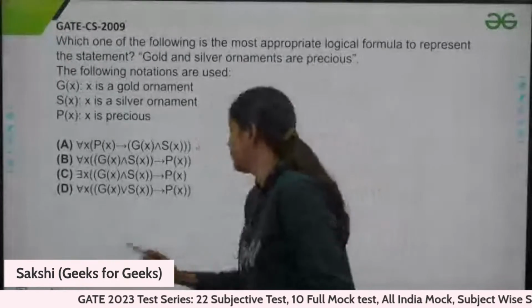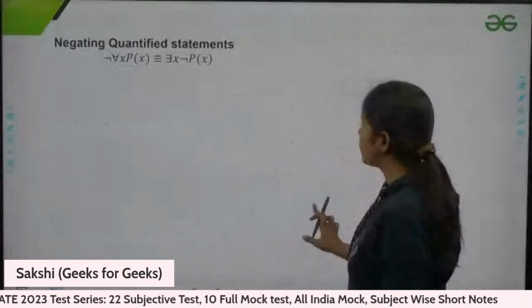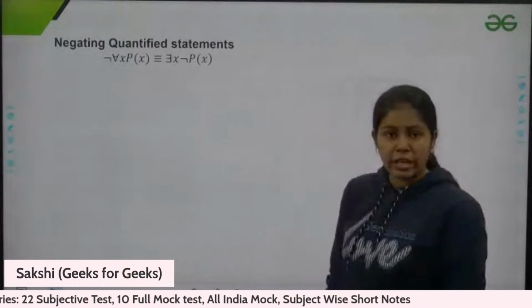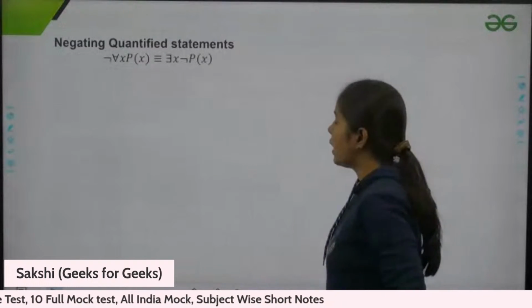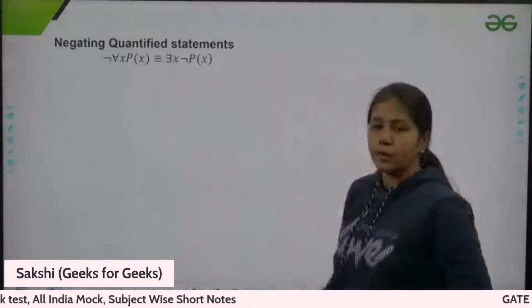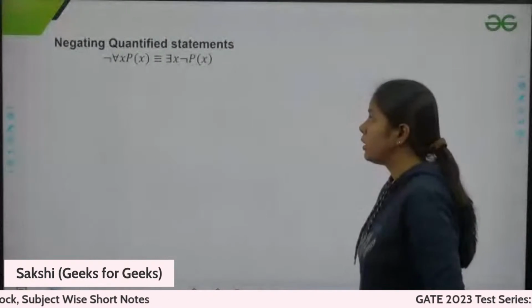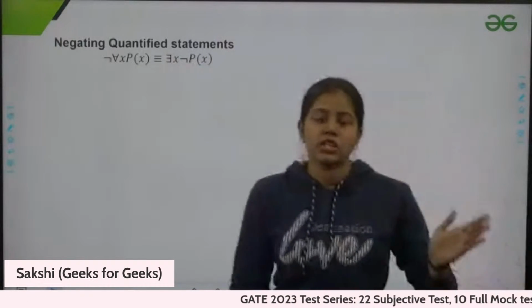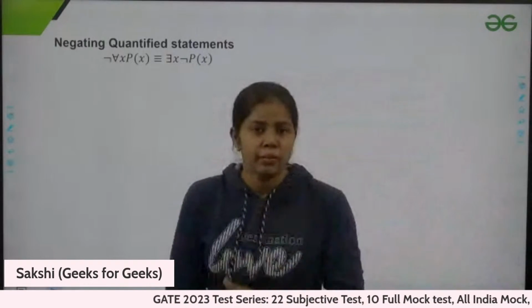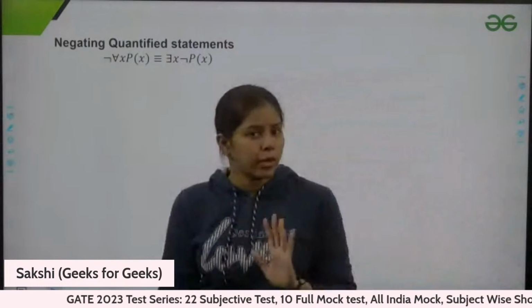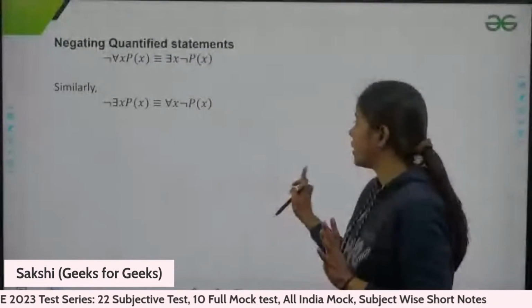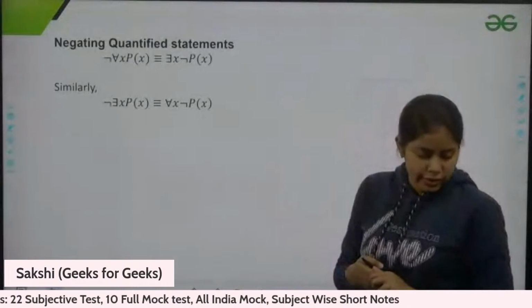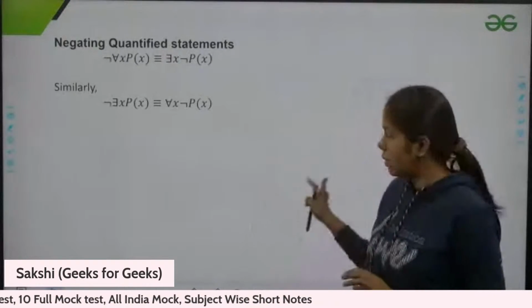Yeah. Let's move forward. Here D option is correct. Now negation of quantified statement will be: if we have negation of for all x P(x), that would become equivalent to there exists x negation of P(x). That means if I take the negation inside, for all becomes there exists. Similarly, there exists will become for all x. So this is my similar statement, right? This is our negation of quantified statement.